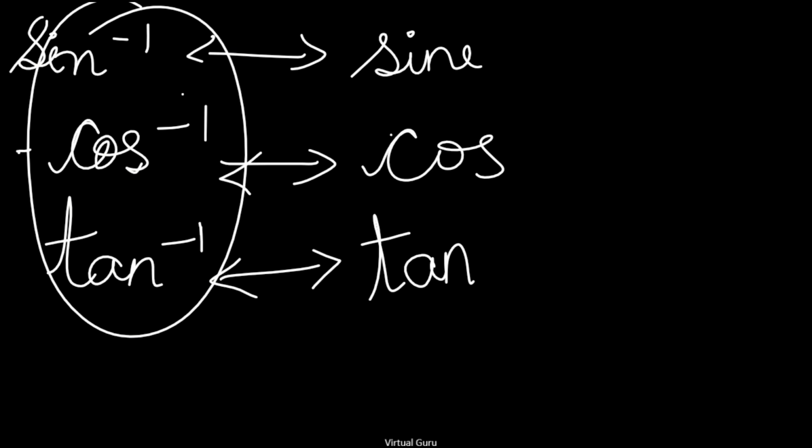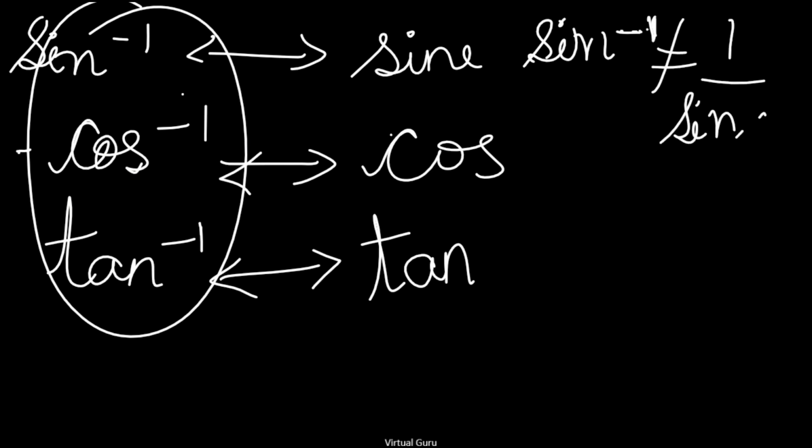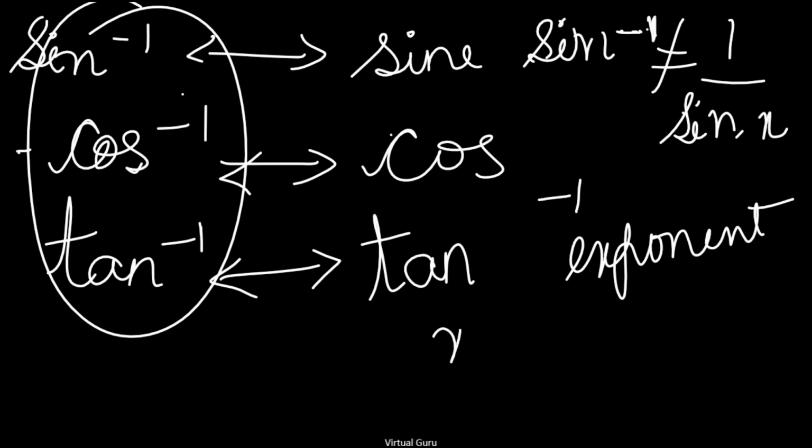Remember, these are some pointers. This sine inverse which I have written is not equal to 1 by sin x. They are not the same because this is an inverse operation and not the exponent operation. They are two different things. For example, x to the power of -1 is 1 by x, but this is not that. So you cannot do this.